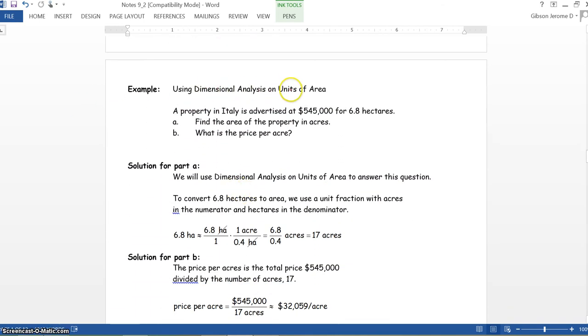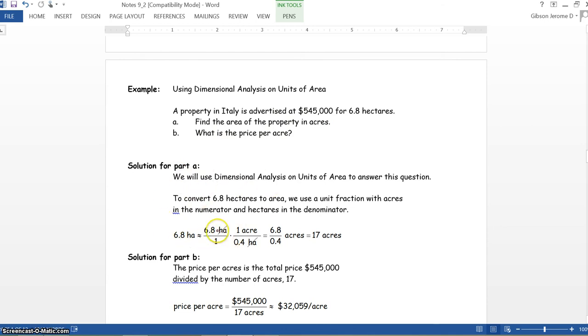Example, using dimensional analysis on units of area. A property in Italy is advertised at $545,000 for 6.8 hectares. Find the area of the property in acres. What is the price per acre? Now we have a solution here.